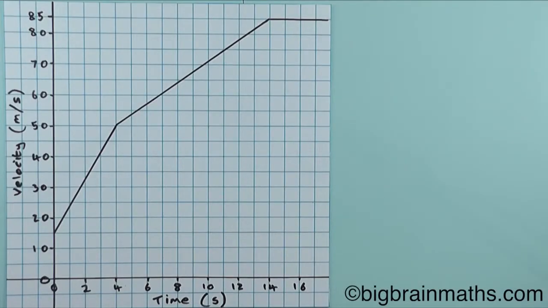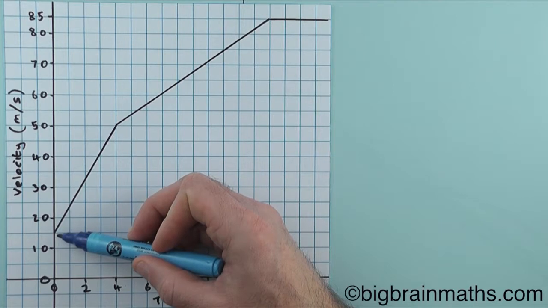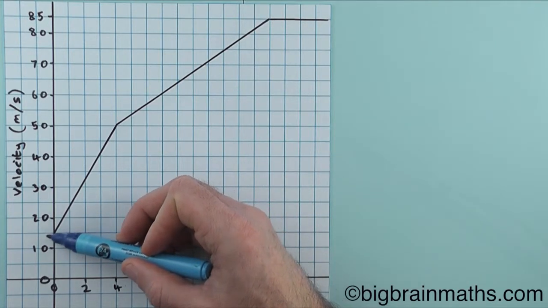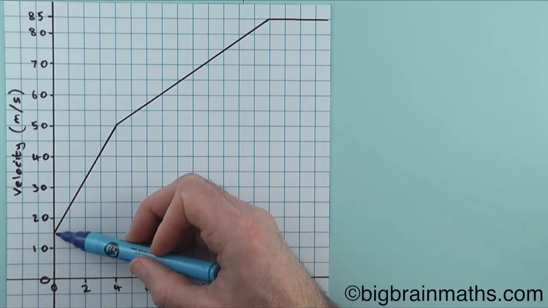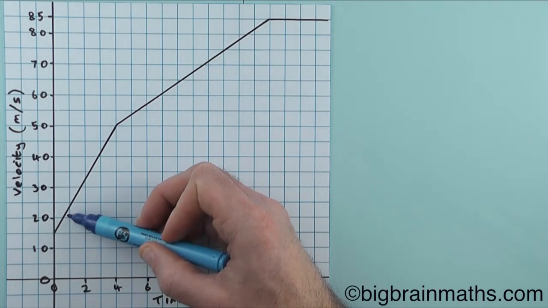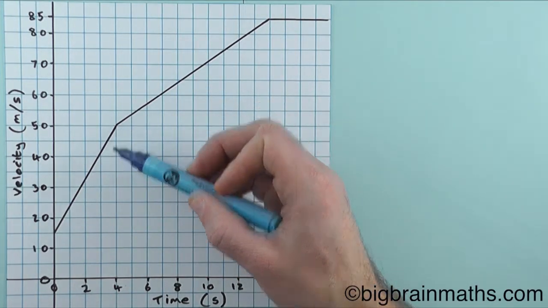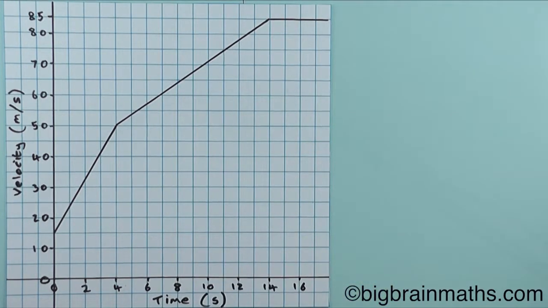Now we can see from the video and from the graph that the car did not start from zero. The car was already moving when we started to draw this graph. So we can see here that the car's velocity was 15 meters per second at the start. And then we can see that the velocity of the car increases as we go along this section of the graph. Now, any time that the velocity of an object increases, we call it acceleration.